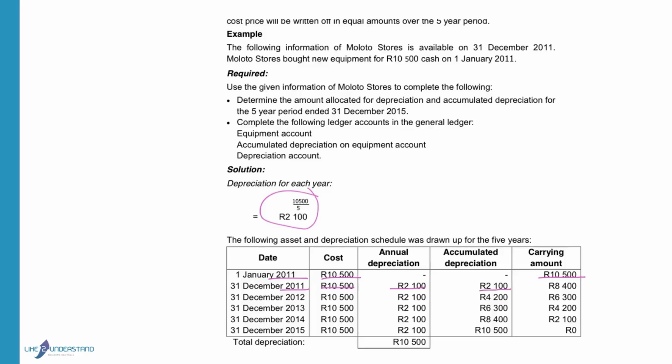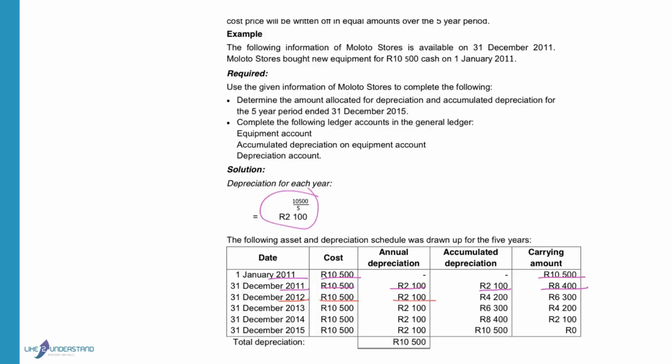So at the end of the year, the asset is not worth $10,500 anymore. Because we depreciated it, it means that the carrying amount, what it is worth on that date, is $10,500 minus $2,100. That will give you $8,400. On 31st December 2012, we wrote off depreciation again, $10,500 on the cost, and the depreciation is $2,100.